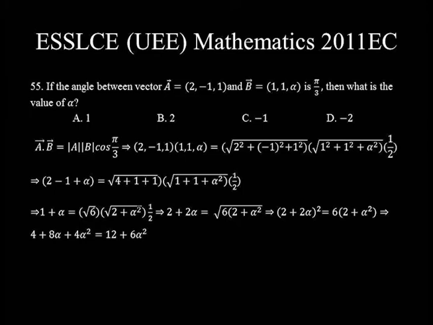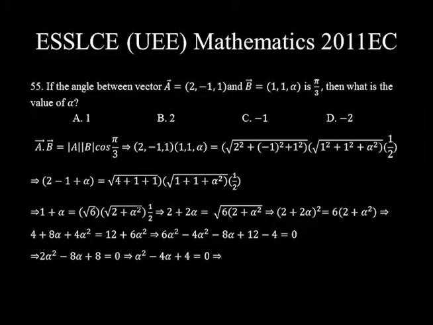Let's collect the terms by bringing the values on the left-hand side to the right side of the equation. That's 6 alpha squared minus 4 alpha squared minus 8 alpha plus 12 minus 4 equals 0. 6 alpha squared minus 4 alpha squared is 2 alpha squared, minus 8 alpha, plus 12 minus 4 is 8, equals 0. Divide both sides by 2: alpha squared minus 4 alpha plus 4 equals 0. This means (alpha minus 2) the whole squared is equal to 0. Thus alpha is equal to 2. Hence choice B is the correct answer.